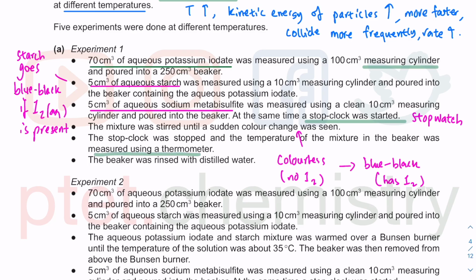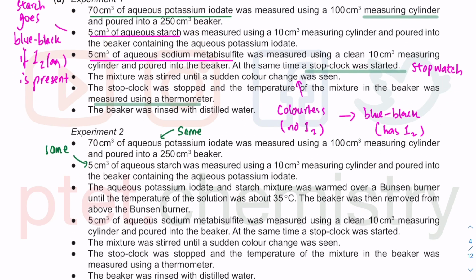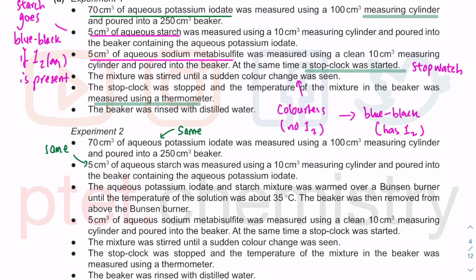So you measure the temperature using a thermometer, and then you rinse the whole thing with distilled water to repeat it. When you repeat it, so what is the same and what is different? So that is the same volume. That is the same volume of the indicator starch, so that's not your reactant. And what else do we have? We then warm up over a Bunsen burner to about 35 degrees Celsius. So this is basically what is changing.